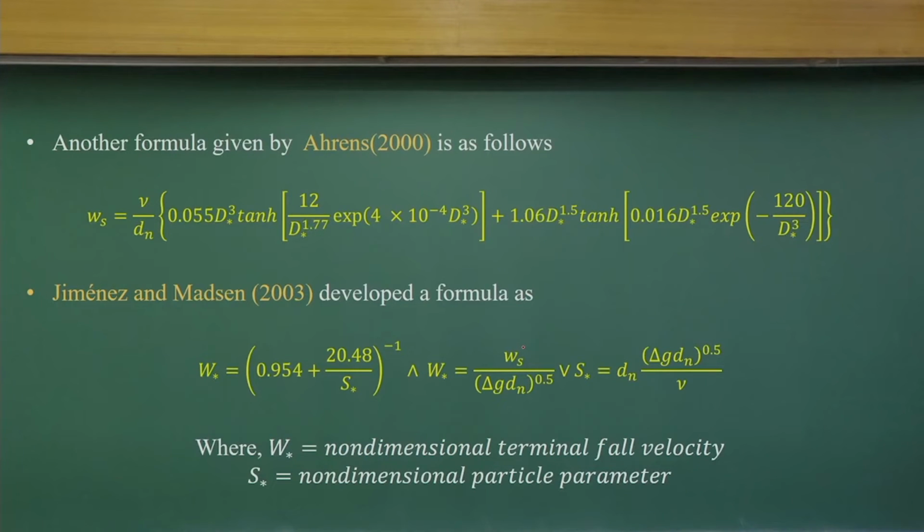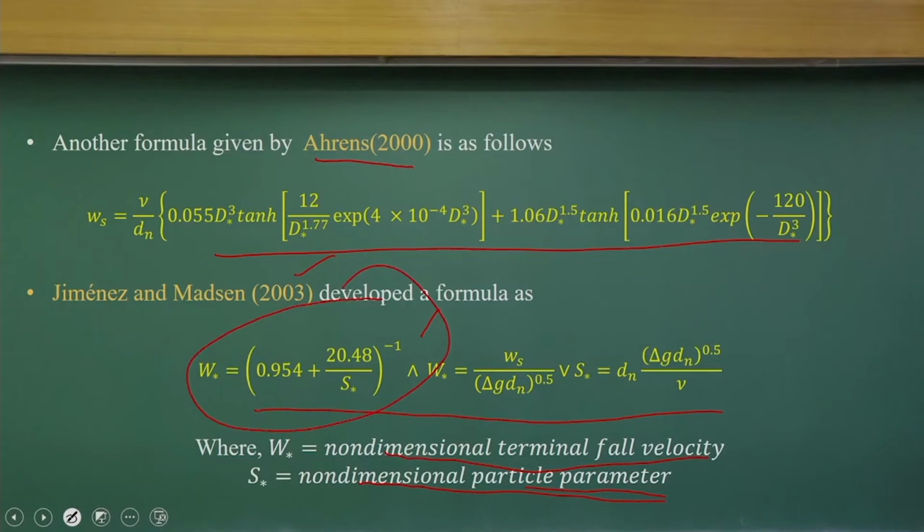Similarly, in the 2000s, Ahrens established more lengthy expressions to compute the Ws. In 2003, again considering the non-dimensional particle parameters, the non-dimensional terminal fall velocity. So these all go on considering the particle parameters. That is what was developed to compute Ws.